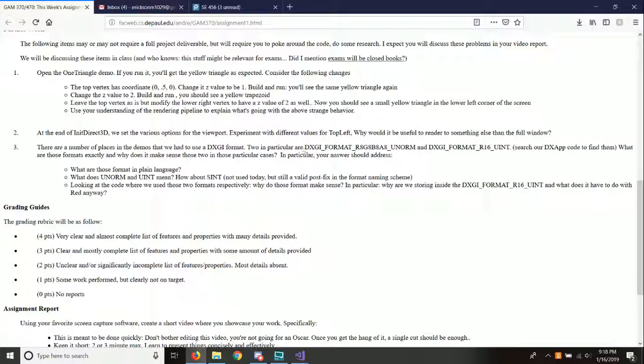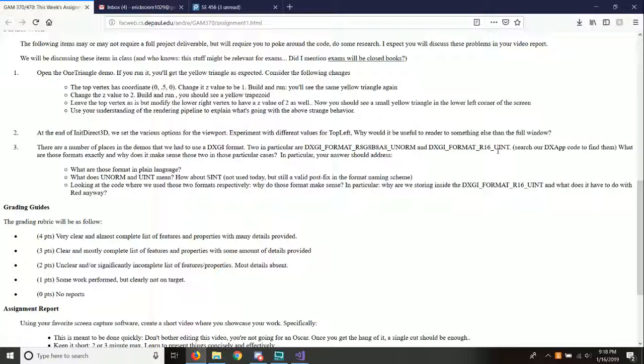The last part is the DXGI formats, the RGBA versus just the R. The RGBA is the red, green, blue, alpha, and the 8 stands for 8 bits. So each of the red, the green, the blue, and the alpha will have 8 bits worth of information. The U norm means that you're going to be unsigned norm, normalized being 0 to 1. Unsigned means that it's positive.